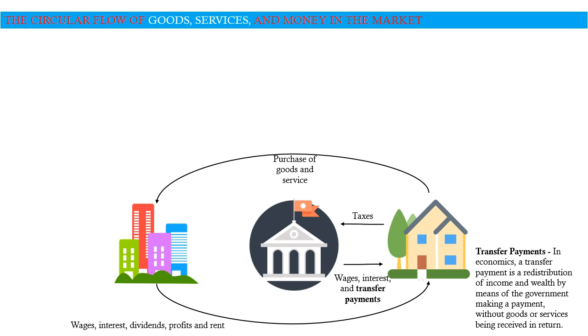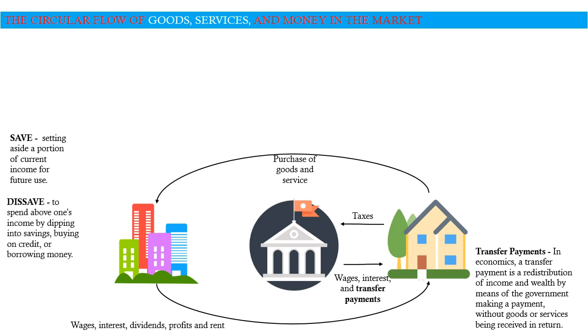Households buy goods and services from firms and pay taxes to the government, which make up the payments paid out by the households. The difference between the total receipts and the total payments of the household is the amount that the households save. If they receive more than they spend, they save. If they receive less than they spend, they dissave.